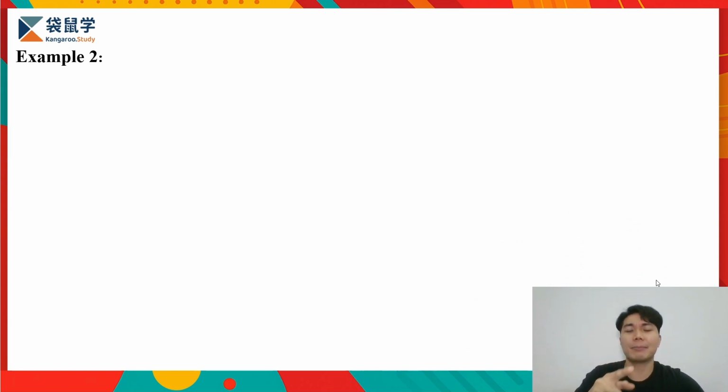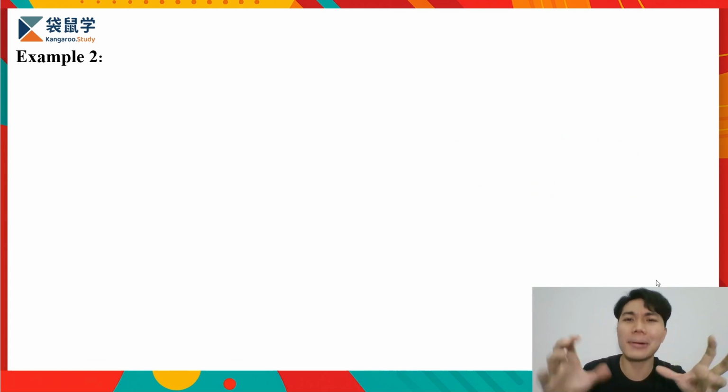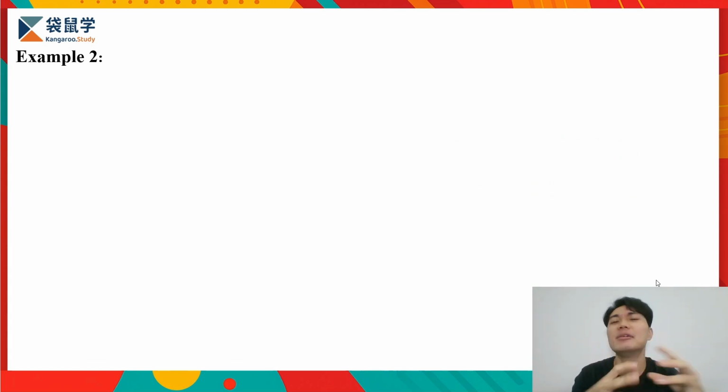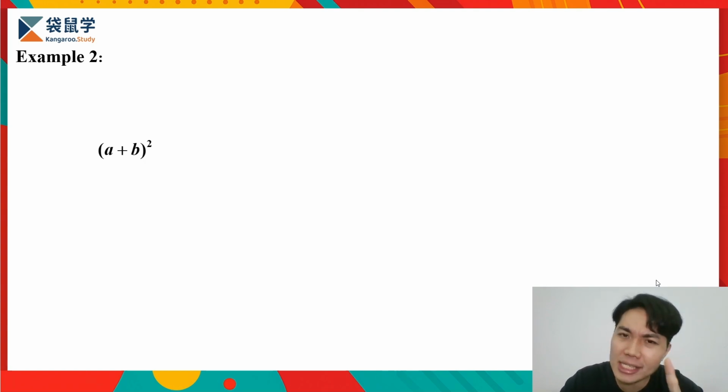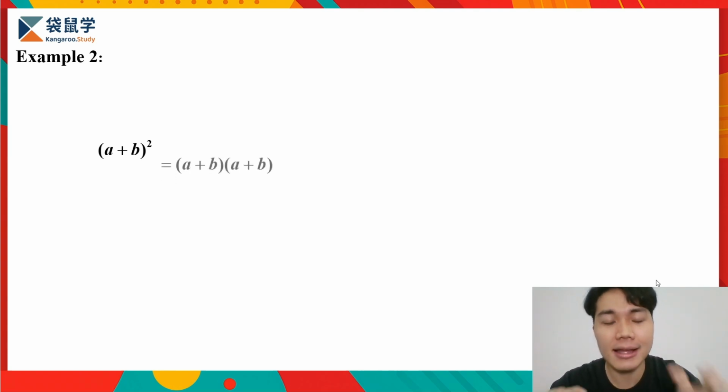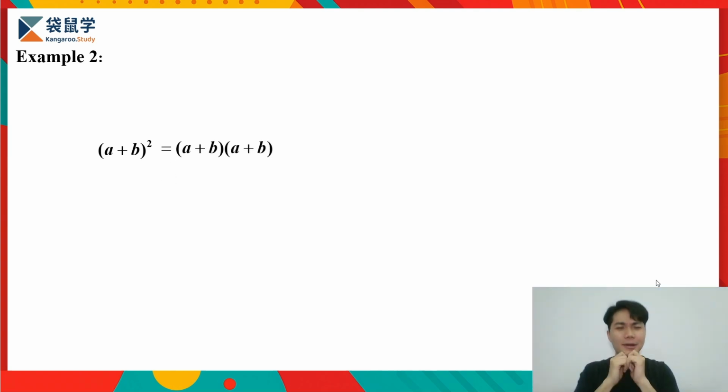For the next example, I'm going to show you this. When you have something plus something, two unknowns, and then we square it, what does it add up to? For example, A plus B, and then we bracket square. What do we get? Remember everyone, when we square something, it's actually something multiplied by itself. So it's A plus B times A plus B. And how do I multiply this? For those who don't know, it's okay.